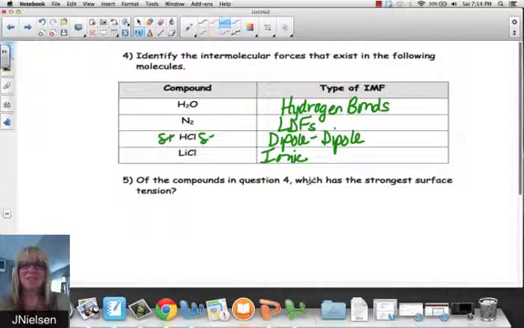Of the compounds in question 4, which has the strongest surface tension? Well, that would be the water, because that is in the liquid state, and hydrogen bonds are very strong.